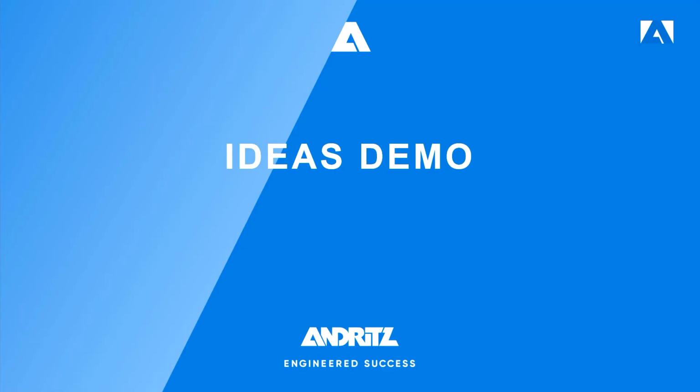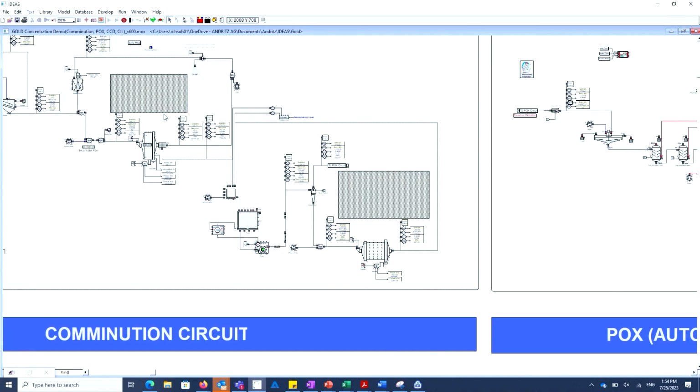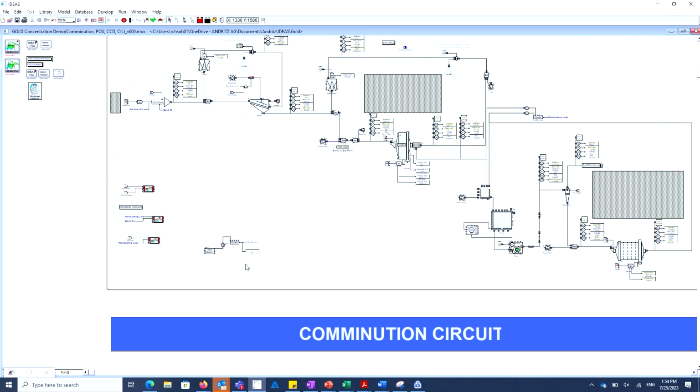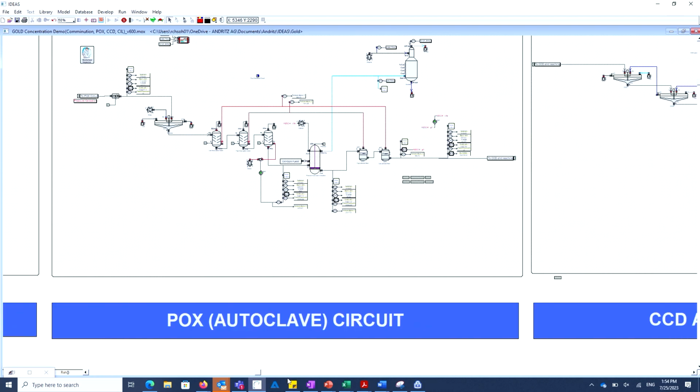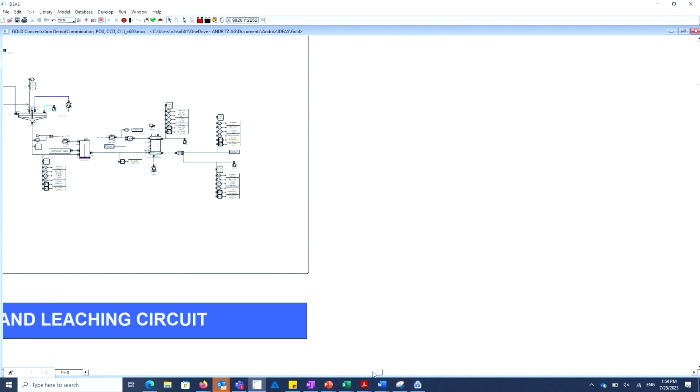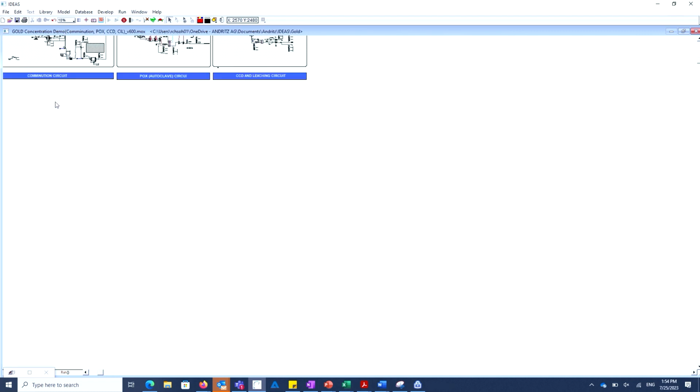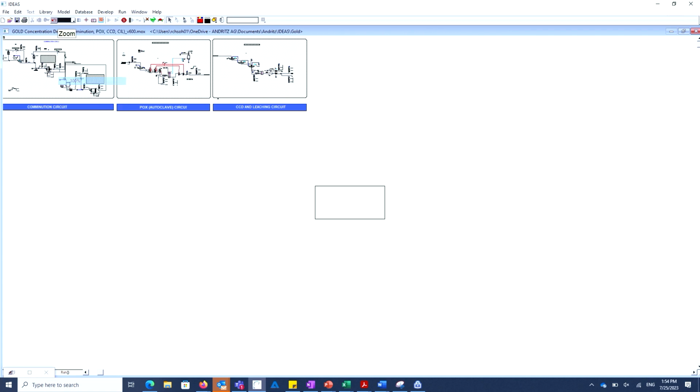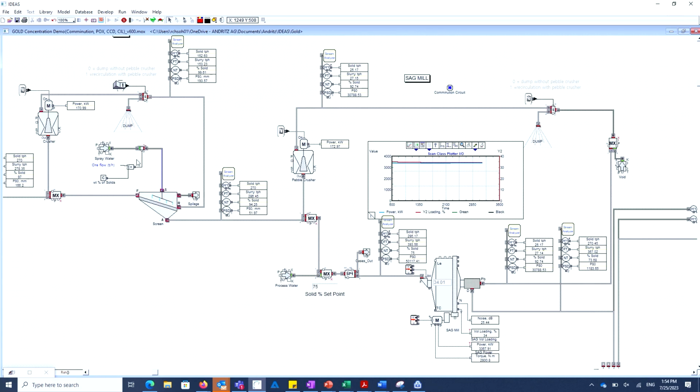So before I go further, I want to show you just what the IDEAS software looks like, and what dynamic modeling means. This is just a very simple model demo for a gold concentrating plant with the comminution. And as I said, this is just for the demo. But you can see we have leaching, we have the CCD, and we have the comminution area. Now, what we're going to do is look at the comminution area and look at some of the places here.